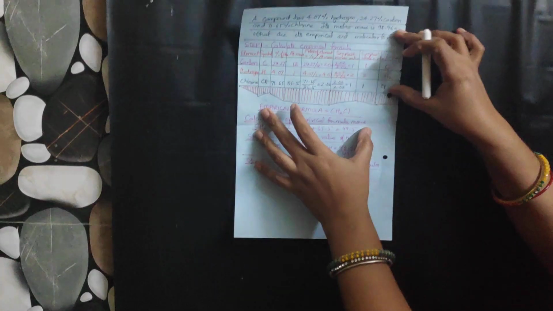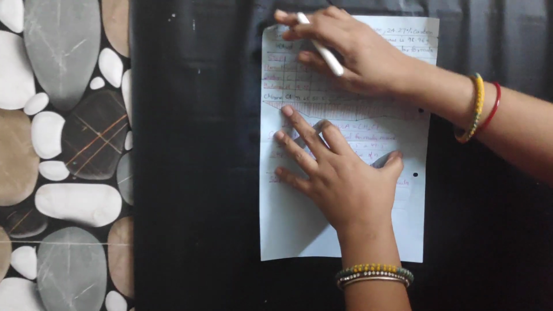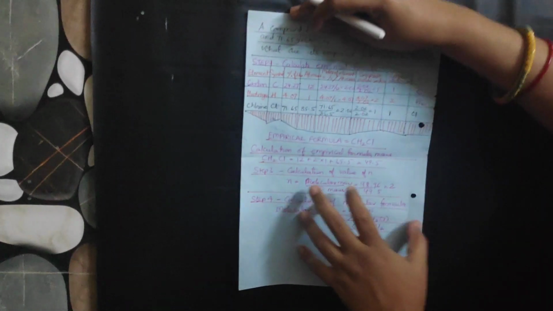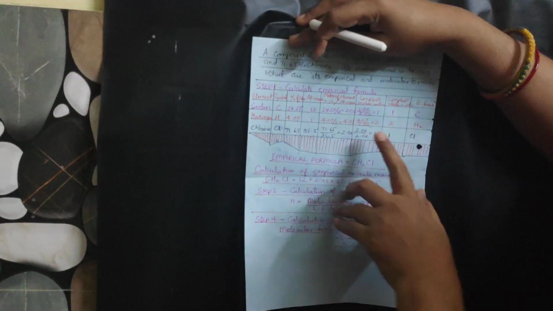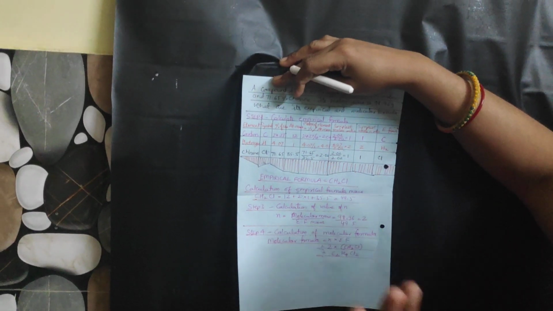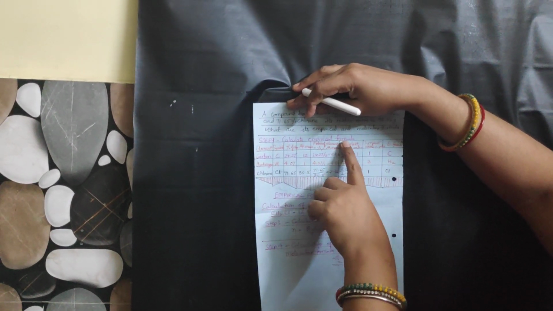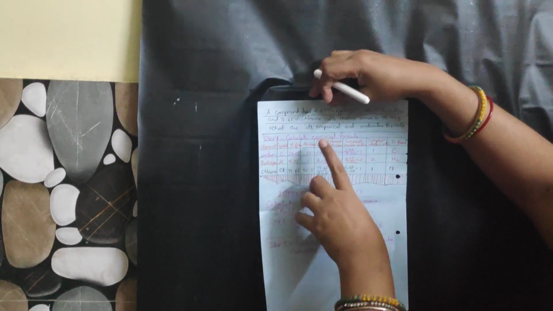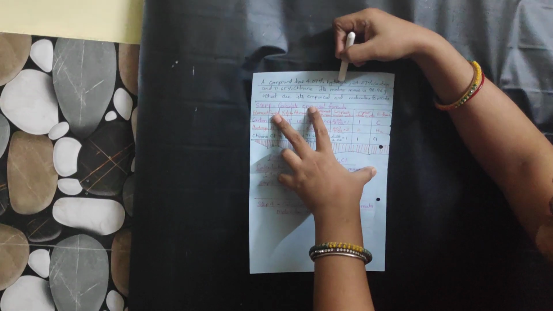So this is the table, or this is how the tabulation has been done. First, whatever is given in the numerical, we have to write that, and then we have to calculate the empirical formula. So we have to keep doing it step by step. Step 1 is the calculation of the empirical formula. So what is given in the numerical? A compound has 4.07% hydrogen.